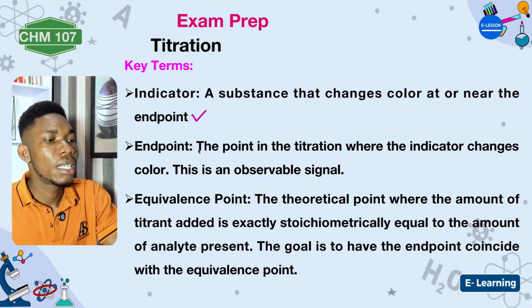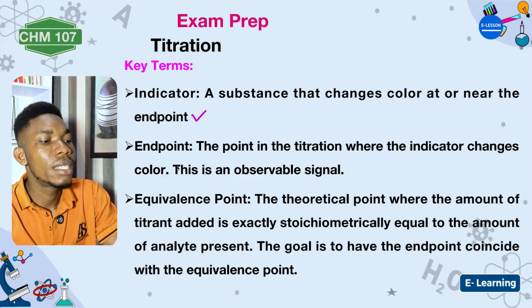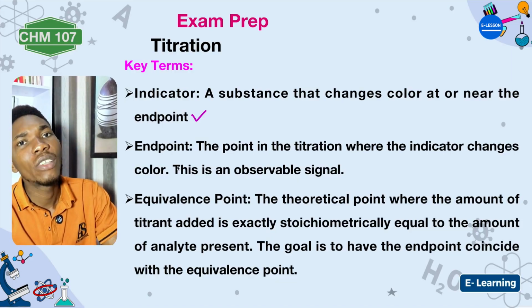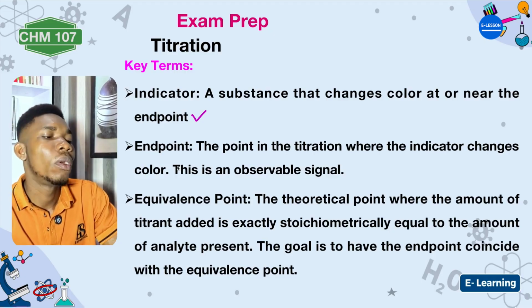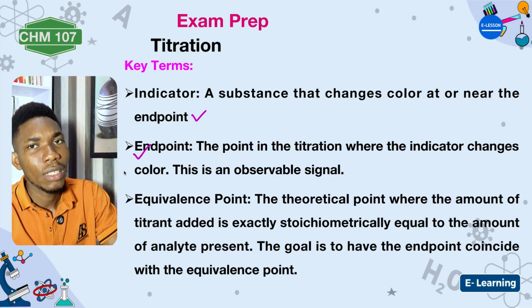We have different indicators, right? Exactly, which we are going to look at later. The endpoint. The point in the titration where the indicator changes color is the end point. When you are doing your titration, you see a particular point where the indicator, maybe it was red, now changed to pink or different colors. That is the end point. Is that okay? That is the end point.